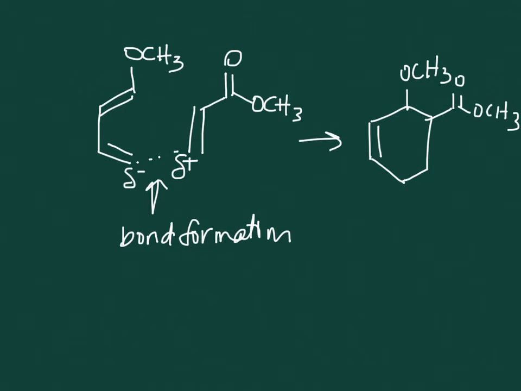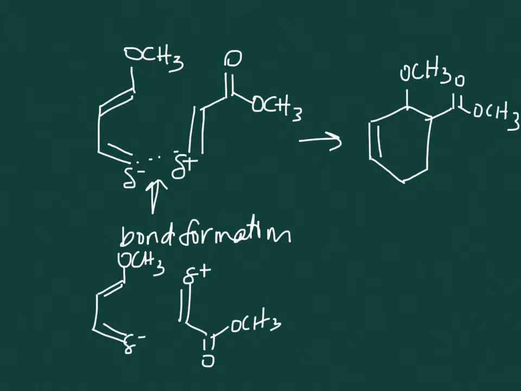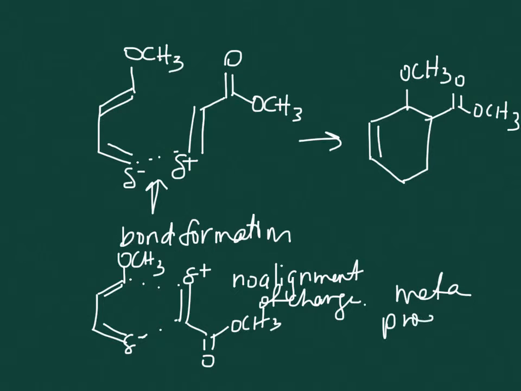If we were to switch the dienophile like this, we would have a partial positive there and a partial minus. So there is no alignment of charge. This is why the meta product is the minor product. And the ortho product is the major product.